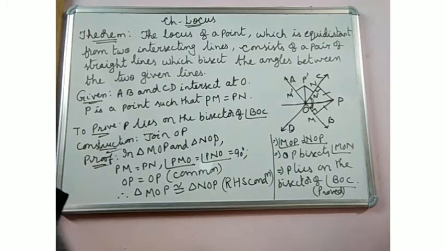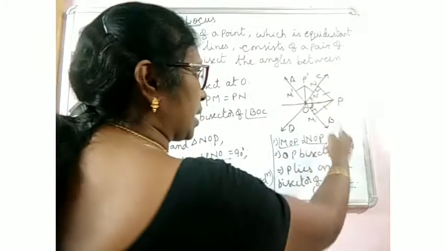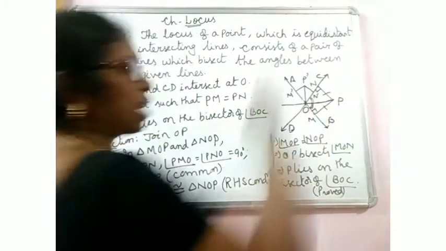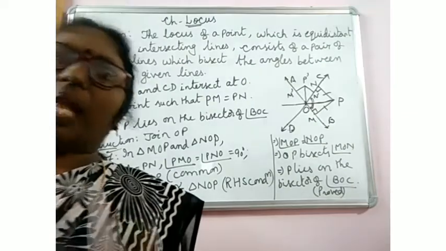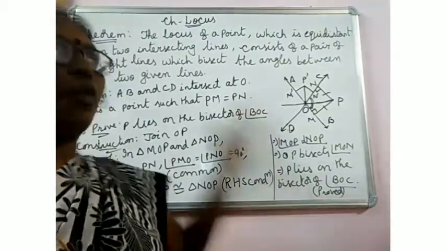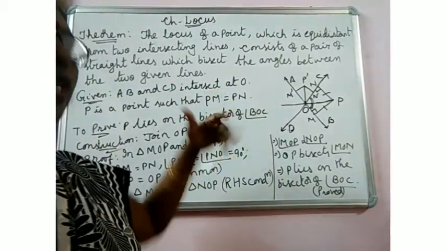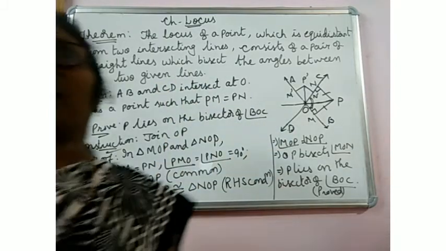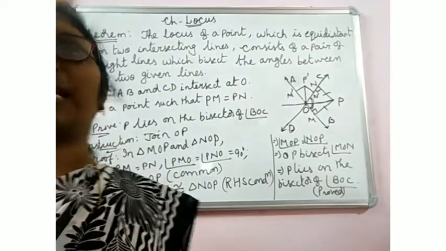What is converse of this theorem? If OP bisects this, then P is equidistant from two straight lines. That is converse, means just reverse. What is given, what is to prove? They are given. Okay. Let us have the converse of this theorem now.